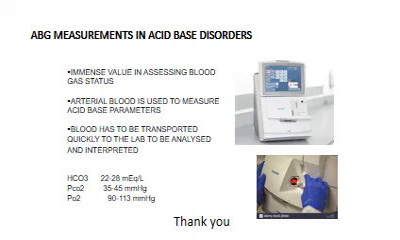Now, blood gas measurements can be measured by means of a blood gas analyzer. It is of great value in assessing blood gas status. The arterial blood is used to measure acid-base parameters. The blood has to be transported very quickly to the lab to be analyzed and interpreted. Now the normal values: bicarbonate 22 to 28 milliequivalents per liter, PCO2 between 35 to 45 millimeters of mercury, and partial pressure of oxygen 90 to 130 millimeters of mercury. Thank you.